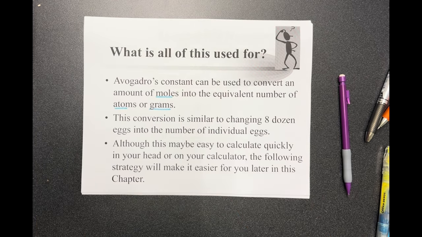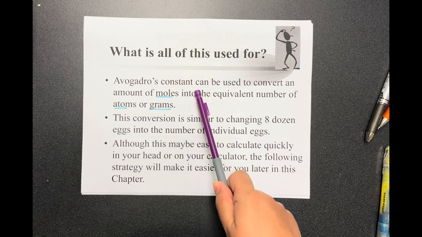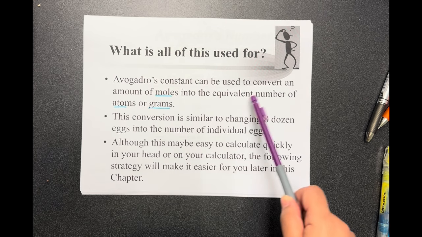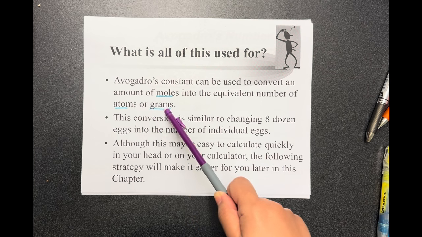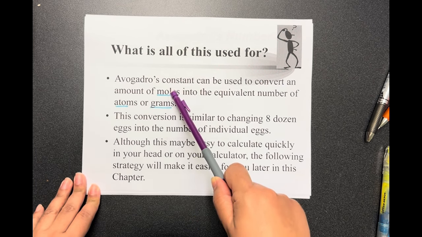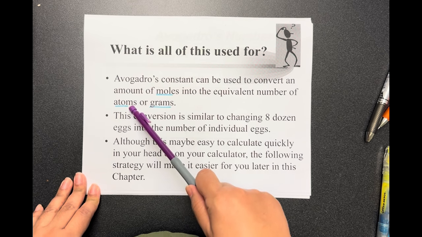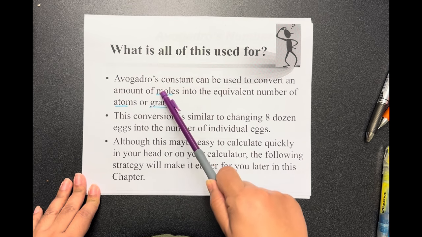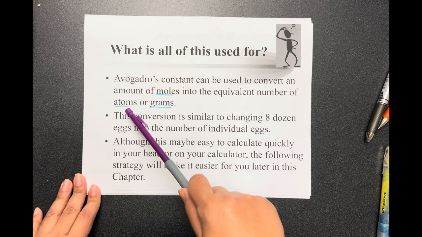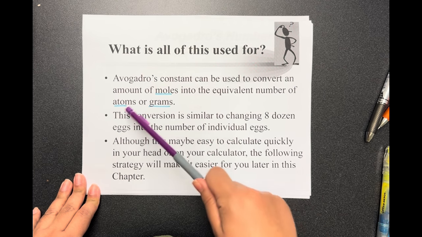What is this used for? Avogadro's number, or constant, can be used to convert an amount of moles into the equivalent number of atoms or grams. Today we're going to use Avogadro's number to go from the amount of moles to the amount of atoms, but by the end of this chapter we're going to be able to go from atoms to moles to grams. We're going to be able to convert from the amount of atoms to the amount of moles to the amount of grams, or vice versa.